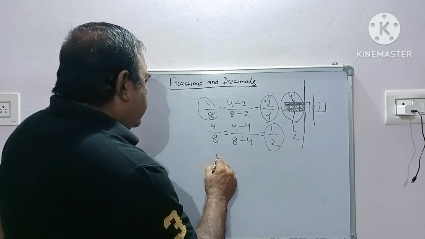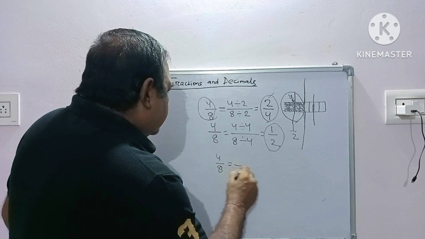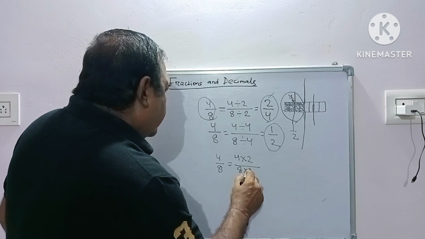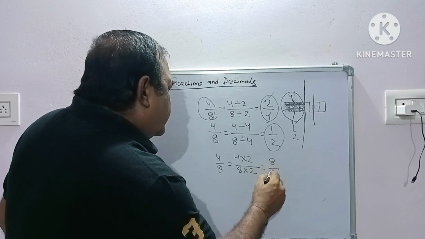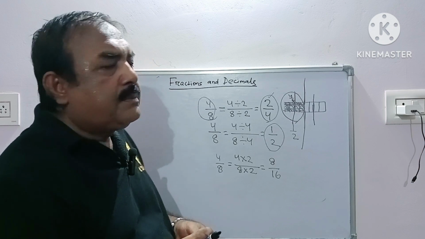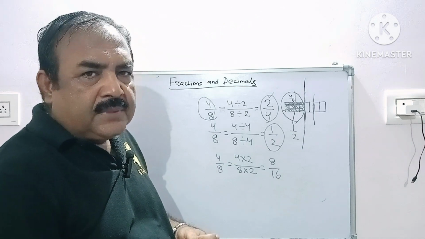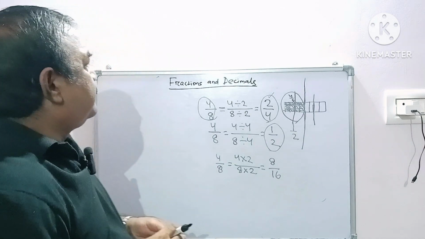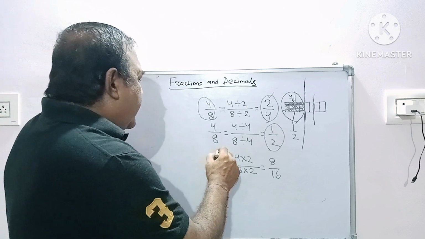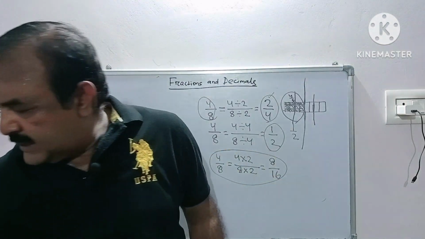So like this, I may multiply. 8 upon 16. So I multiplied any non-zero number both by the numerator and the denominator to get an equivalent fraction. So we can get equivalent fractions like this, which represent the same part.